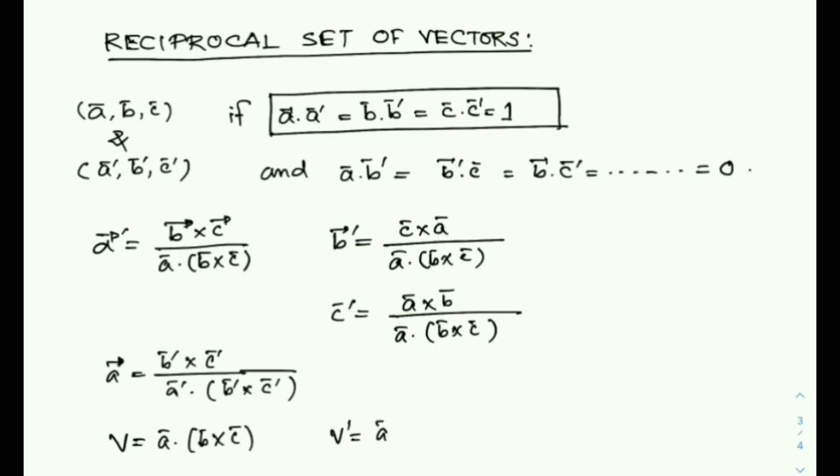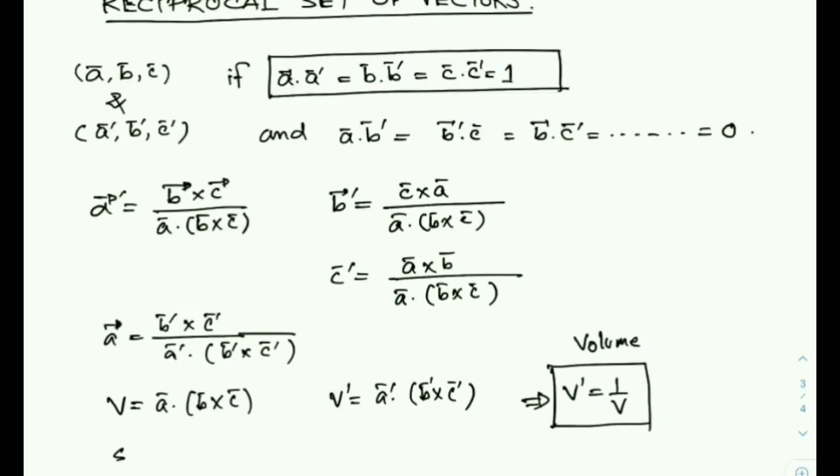Volume V, which is A dot B cross C, represents the volume of a primitive unit cell, and V prime, which is A prime dot B prime cross C prime, represents the primitive volume in reciprocal space, and this V prime equals 1 by V. And the scalar product is always invariant in normal and reciprocal space.